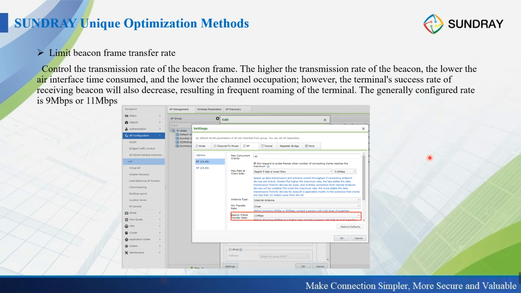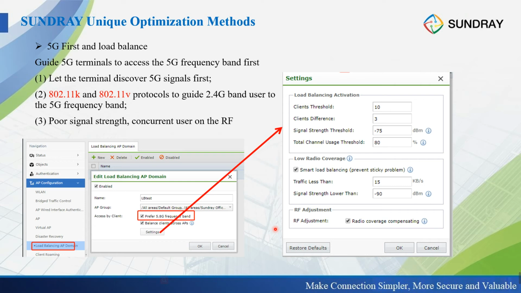And then we can limit the beacon frame transfer rate. For this one, the recommended configuration is 9 Mbps or 11 Mbps. And also 5G first and load balance. This one we already discussed before, but the principle of how it works is to use the 802.11k and 802.11v protocols to guide users to connect to the 5G if the terminal supports 5G.